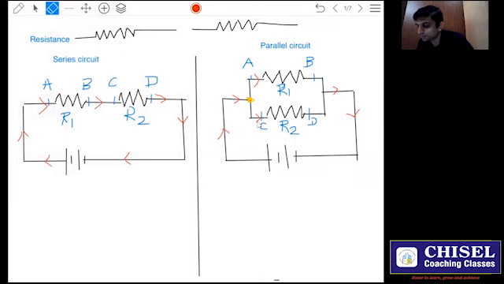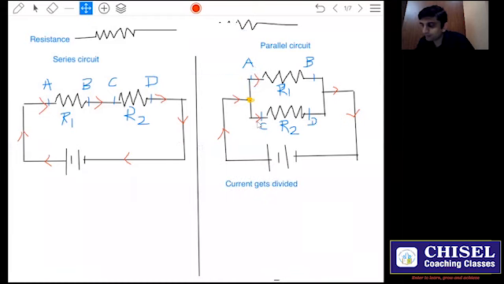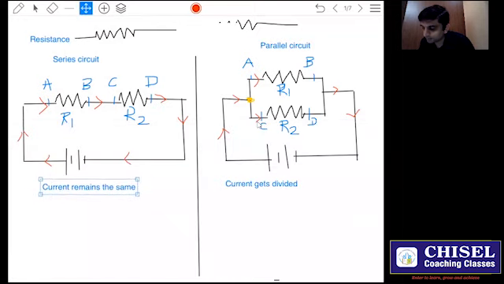So let's put up this point. Current gets divided in your parallel circuits, and in the series circuit, current remains the same. Okay, the first very important differentiation here: the current gets divided in the parallel circuits, but the current does not divide in the series circuit.